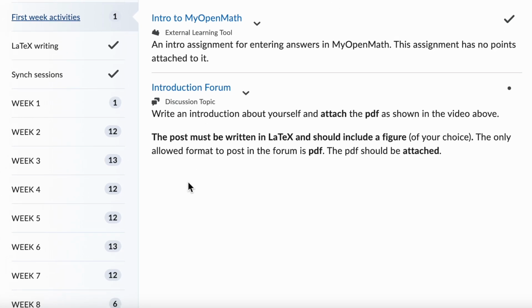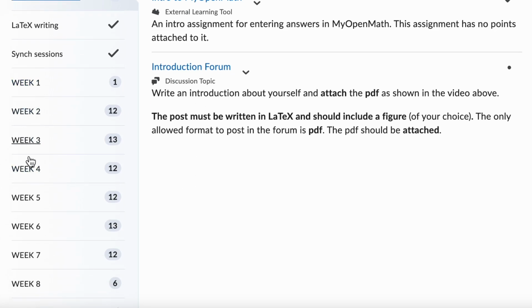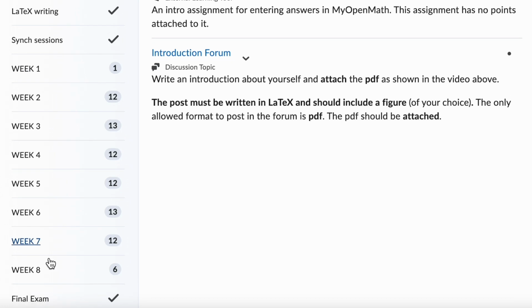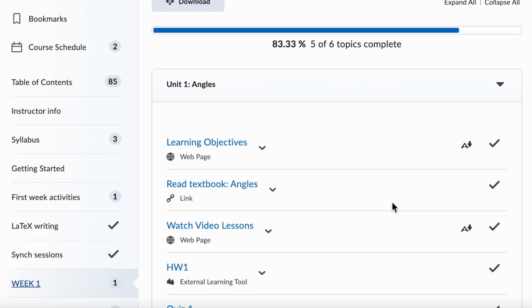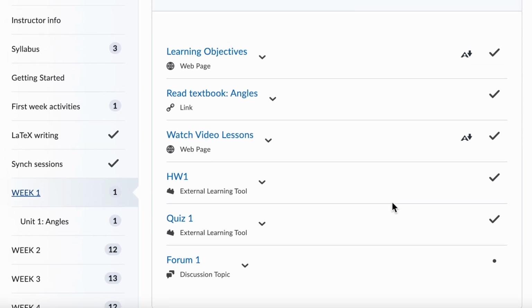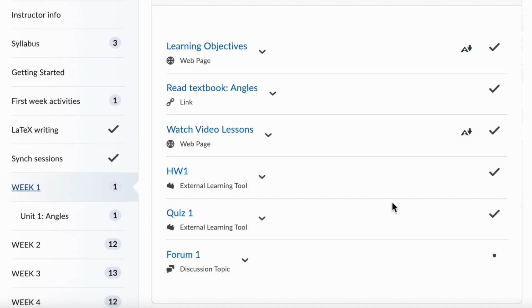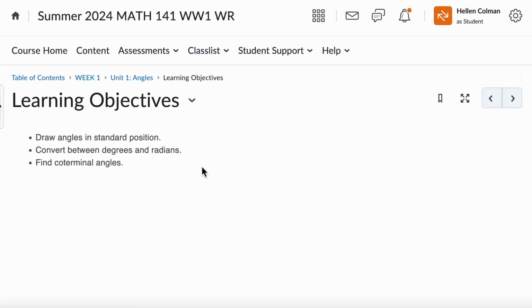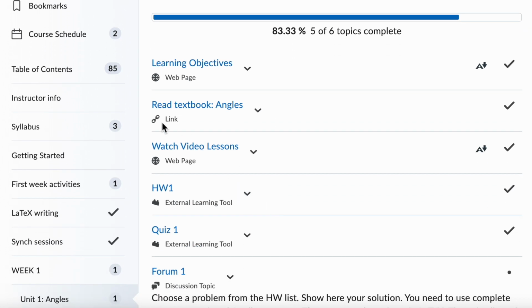So let's take a look at the structure of each week. Let's take week 1 as an example. All the units have the same structure. In the first link here is described what the learning objectives of the unit are. After that you have the video and the lesson in the book. You have to do both.